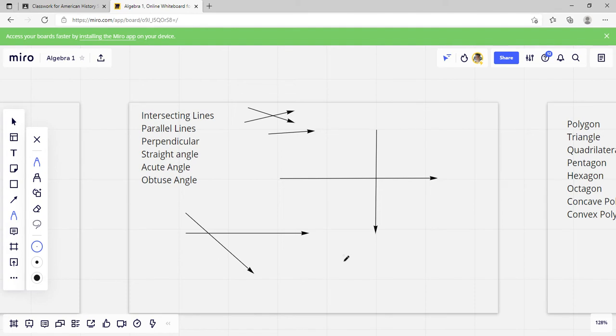Intersecting lines are going to be lines that cross. So these two lines here are crossing, and there's our point of intersection. So intersecting lines cross each other somewhere. Parallel lines don't cross. So that would be like here and another line running next to it that doesn't cross it. Like train tracks. Perpendicular lines, these are going to cross at right angles.